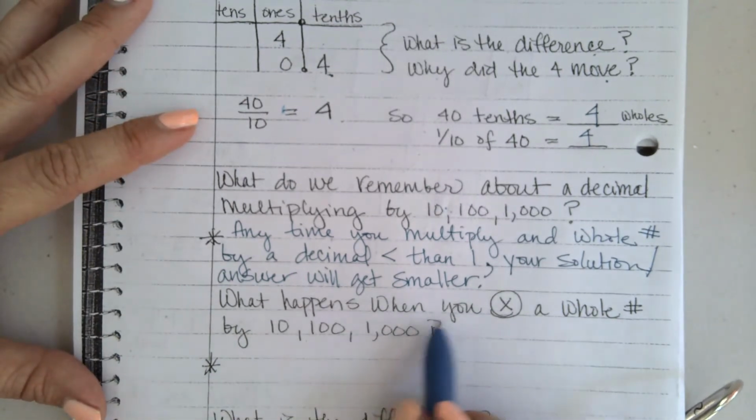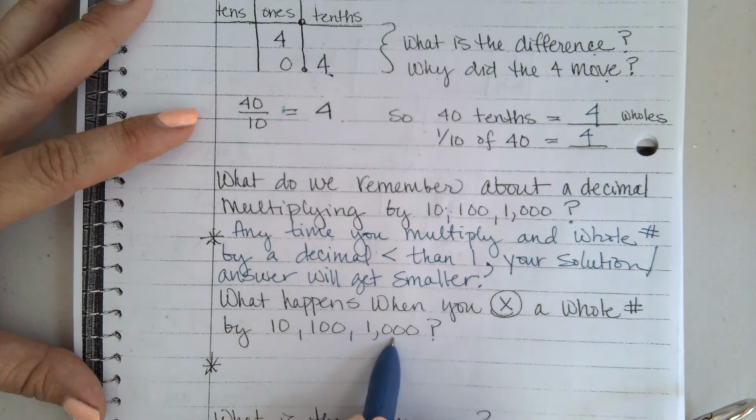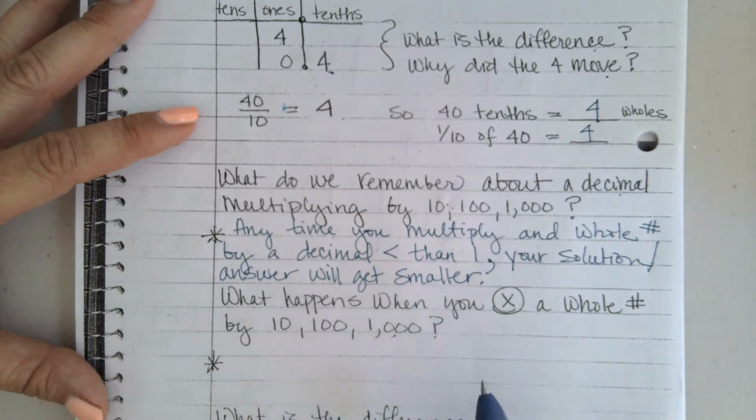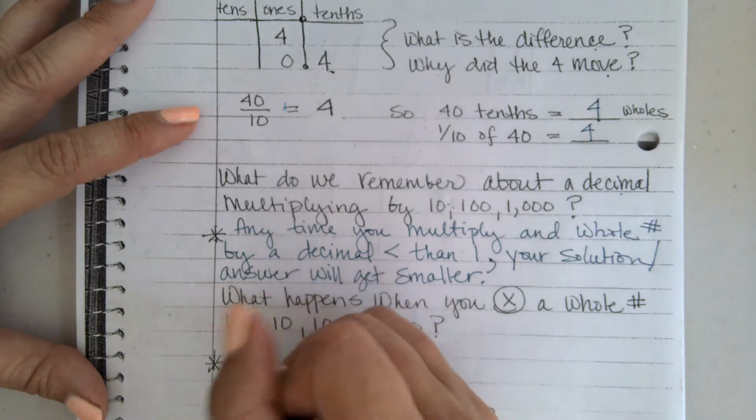So what happens when you multiply a whole number by just 10, 100, or 1,000? We're not multiplying by a decimal here. Here, we were talking about multiplying by a decimal. But what happens when you multiply a whole number by 10, 100, or 1,000? Do you remember? Can you write it?